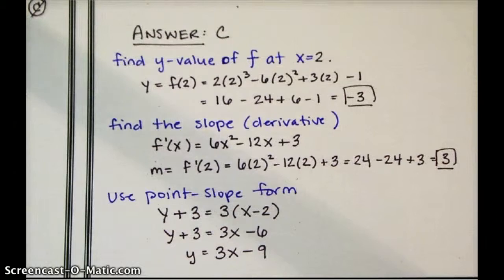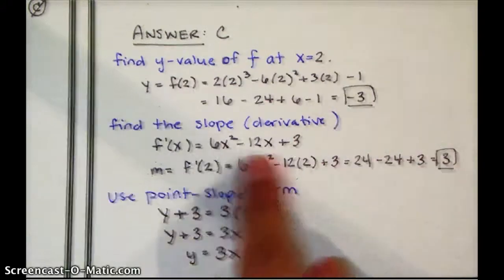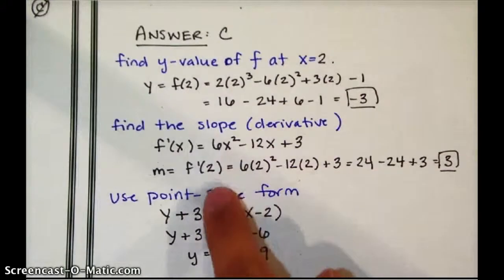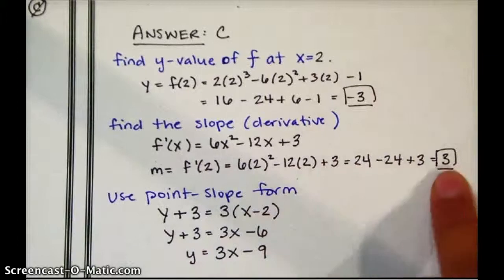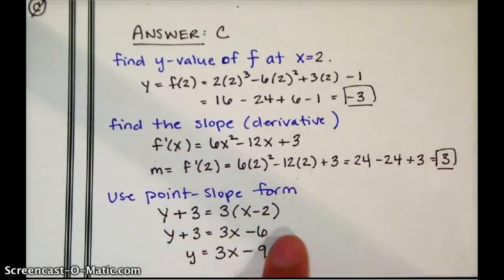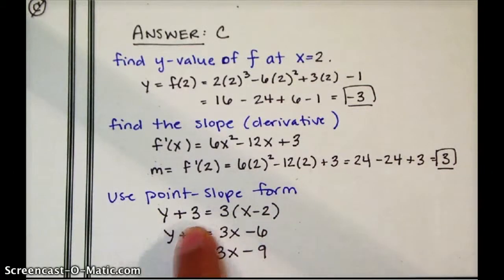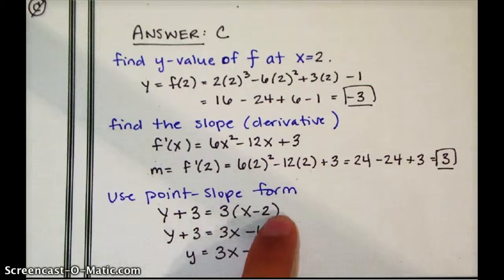Right, so the answer was C, and here are the steps. First, I found the y value, and I did that by plugging in 2 to the original equation, and the y value was -3. Then I found the slope, which meant first taking the derivative of the equation and then plugging in 2. I got a slope of 3. I used point slope form. y1 is right there, the slope, and then x1. And then I just converted back to intercept form.